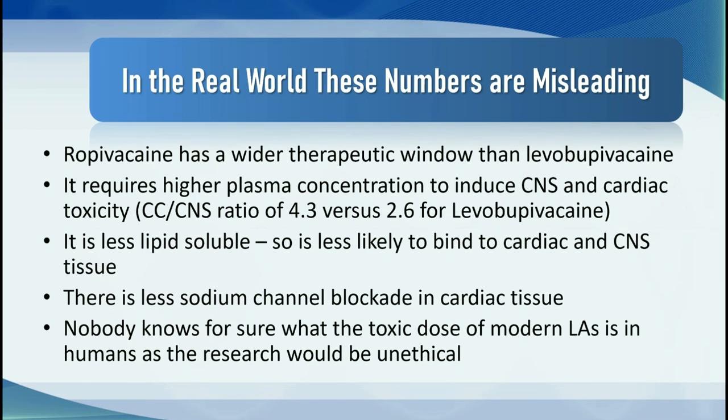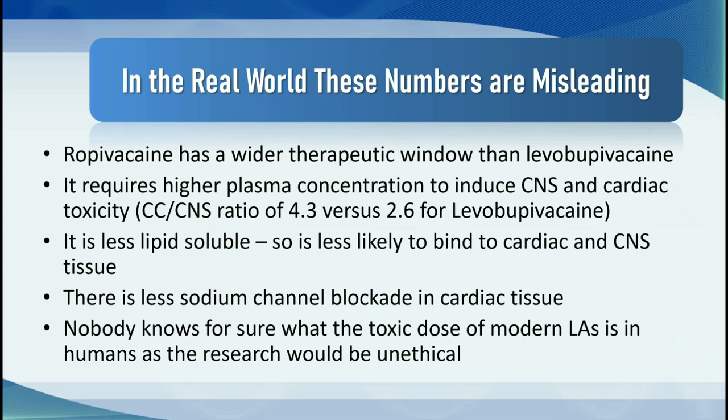These numbers are misleading. Ropivacaine has a wider therapeutic window than levobupivacaine. It requires a higher plasma concentration to induce both cardiovascular and CNS toxicity. This is known as the cardiovascular collapse versus CNS ratio. I'll talk about that in the next tutorial, but just remember the numbers. For ropivacaine, it's 4.3. That's high. That makes it really safe, versus 2.6 for levobupivacaine, which is low, which makes it quite dangerous. It's less lipid soluble, so it is less likely to bind to cardiac and CNS tissue. It causes less sodium channel blockade in cardiac tissue.